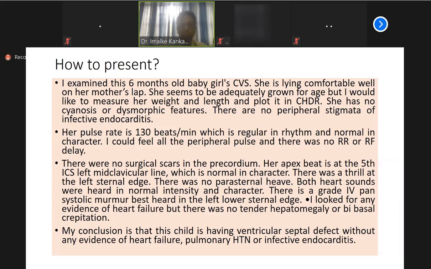So she is lying comfortably on her mother's lap. She seems to be adequately grown for her age. I have missed her, but I would like to measure her weight and length. So it's important to say length rather than height. Less than 2 years, we measure length and plot it in CHD. She has no cyanosis or dysmorphic features. There are no peripheral stigmata of infective endocarditis.